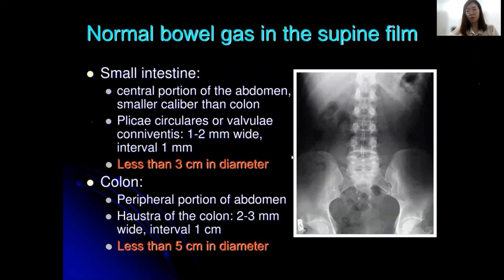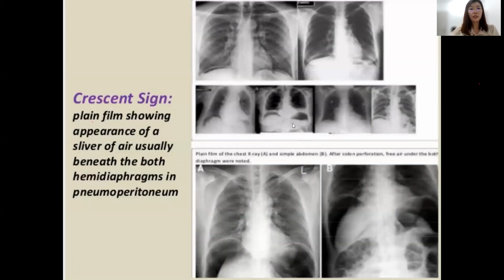Here you can see more dilated bowel loops. If less than that, it is fine. Okay, then the crescent sign is pneumoperitoneum, air under the hemidiaphragm. No one should miss it. The X-ray must be taken as PA erect, okay, or AP erect, fine, as long as it is an erect view. So you will see air under the right hemidiaphragm.